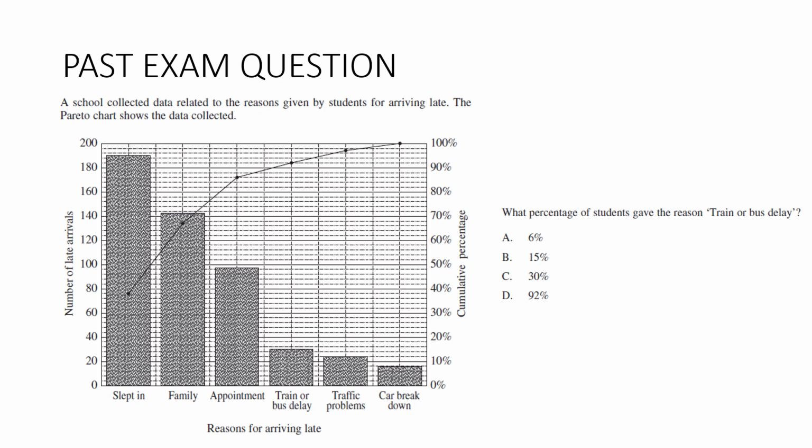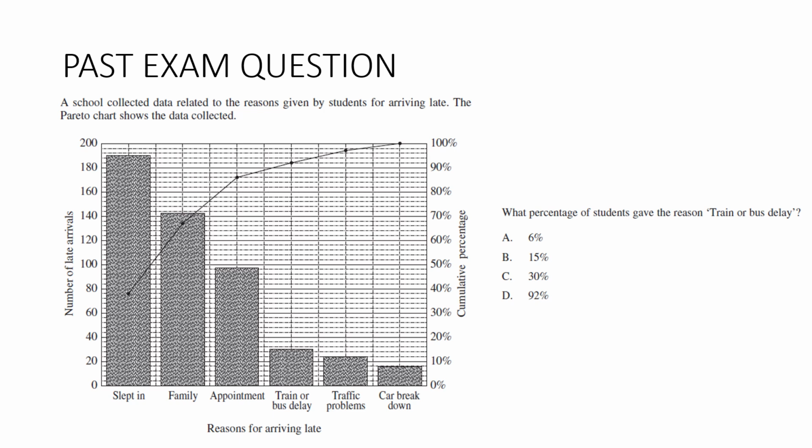School collected data related to the reasons given by students for arriving late. The Pareto chart shows the data collected. What percentage of students gave the reason train or bus delay? Now, you can find this total here and then add up all of these frequencies. So figure out what the total frequency is and go, this frequency divided by the total frequency times by 100. That's a lot of work.